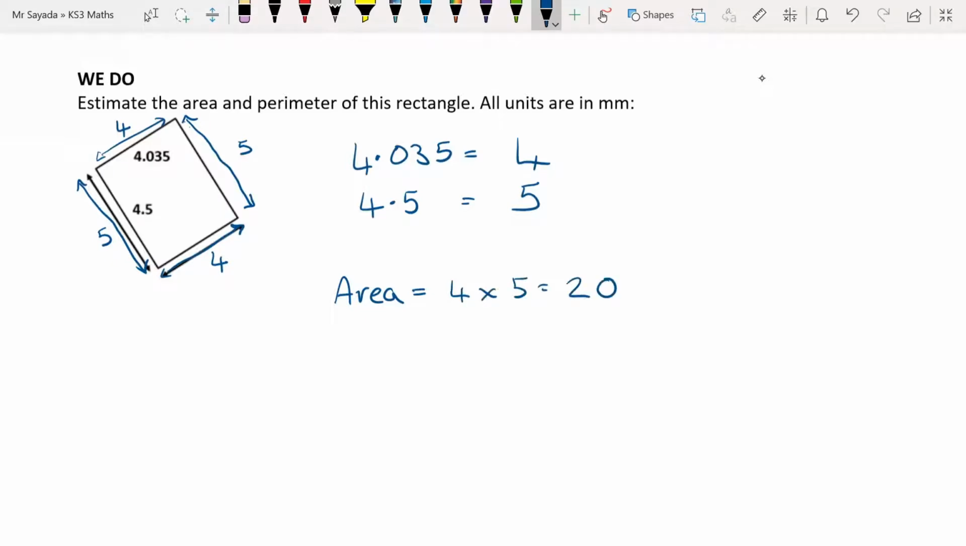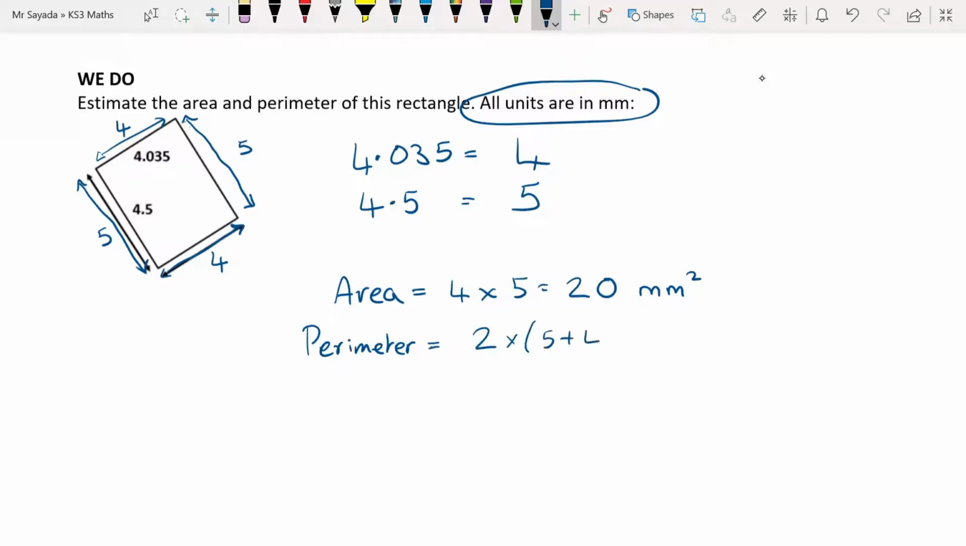What are the units for area here? Say your answer to the video. Well, here, the units of area will be millimeters squared because it says all lengths are in millimeters. So if we have an area where all the lengths are in millimeters, the area is in millimeters squared. And how are we going to work out the perimeter? Perimeter is the distance around a 2D shape. So we're going to do 2 lots of 5 plus 4. So 2 lots of 5 plus 4 will be 18 millimeters. So it's 2 lots of 9. And those are our answers.